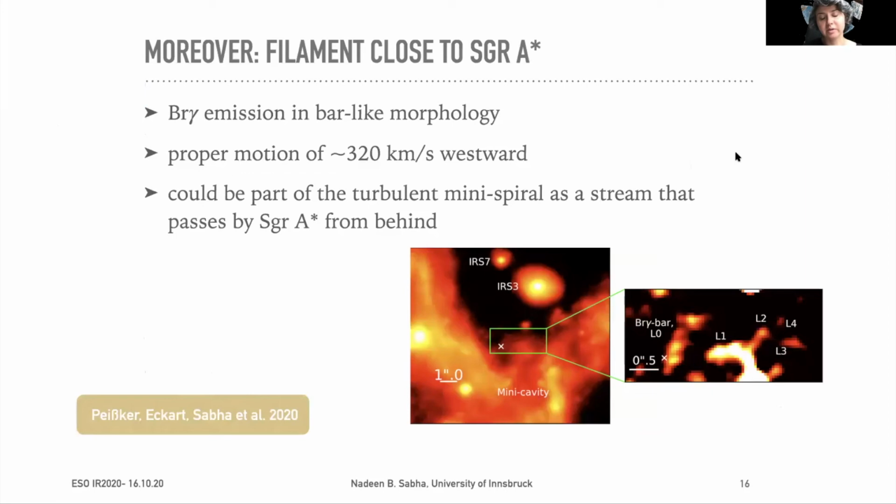Besides looking at the compact sources, also you can start analyzing the diffuse emission. And as you may have remembered from the position of Sagittarius A star, the presence of the extended dusty structure, we found a filament very close to the position of Sagittarius A star that has a correspondence also in the Brackett gamma emission, which allowed measuring the proper motion and analyzing it in more detail. And it was found that it is moving westward away from Sagittarius A star, and it is believed to be part of the turbulent mini spiral structure that is behind Sagittarius A star.